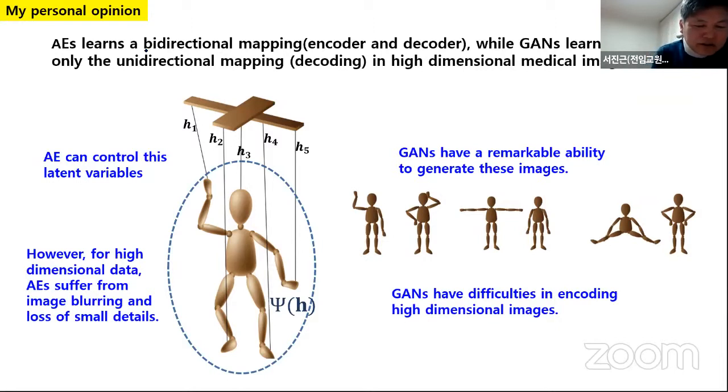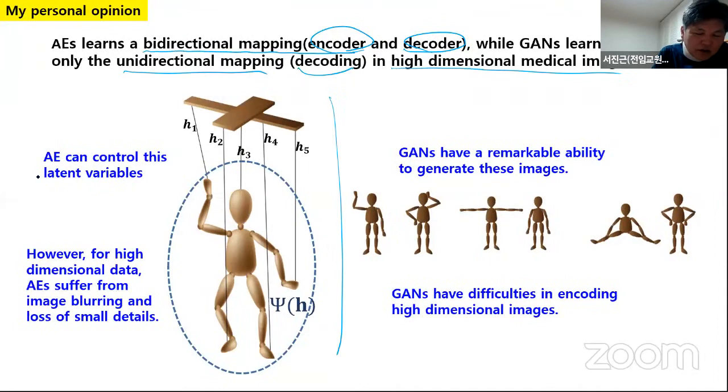Autoencoders learn a bidirectional mapping, so there is an encoder and a decoder. While GANs learn only a unidirectional mapping, only decoding, usually using random noise to produce high dimensional medical images. So if we divide these, an autoencoder can control this latent variable. I can control autoencoder cases.